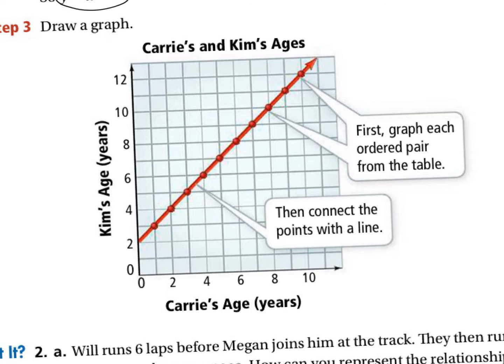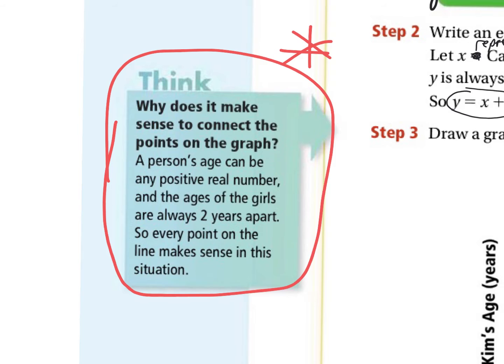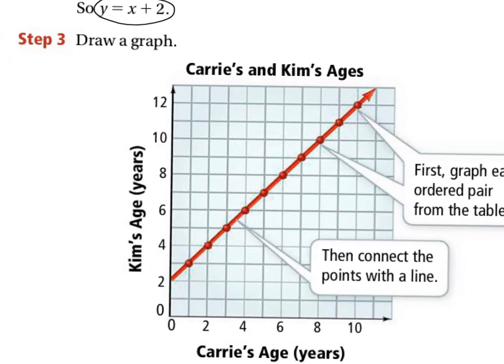We are going to stay in the first quadrant here because nobody's going to have a negative age. And then if you look over to the side here, it says, why does it make sense to connect the points on the graph? A person's age can be any positive real number, so the ages are always 2 years apart. So every point on the line makes sense.